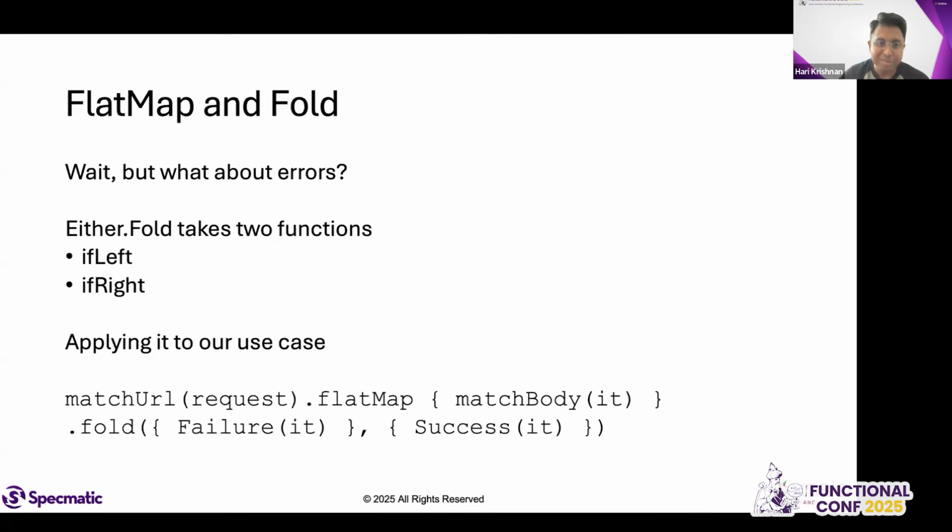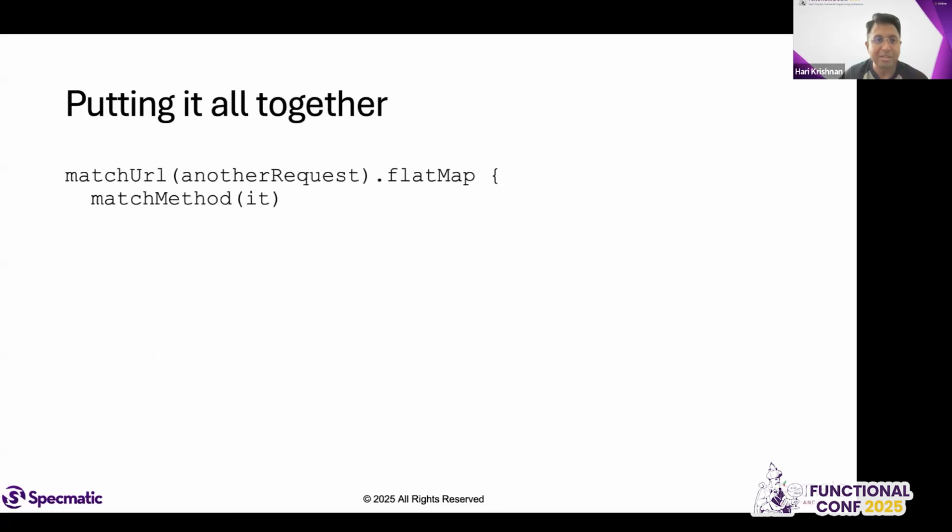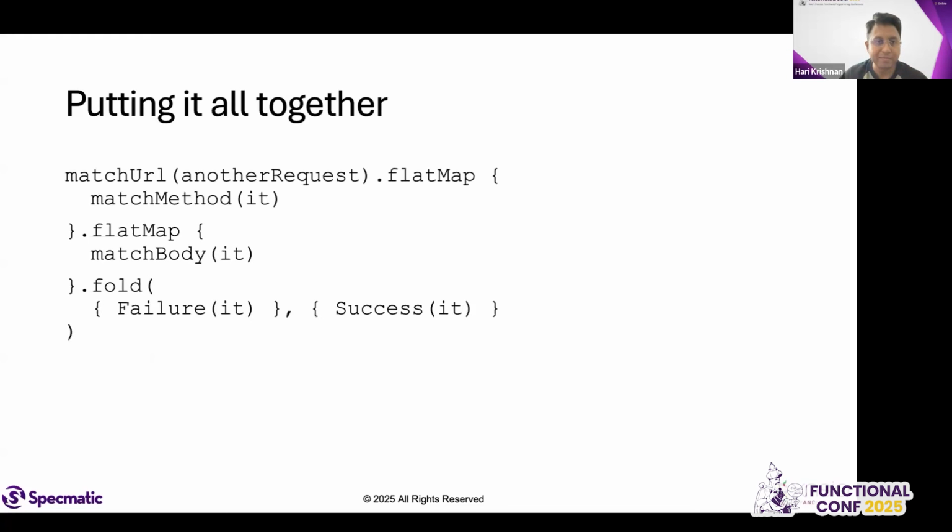Now, all of this put together looks something like this. A match URL, another request, flat map, match method, flat map, match body. And as you can see, I'm passing it, right, which is nothing but this another request, because flat map is taking the right, passing it here, taking the right, passing it here. And that's why you see it. And finally, you will fold and say whether it's a success or a failure.